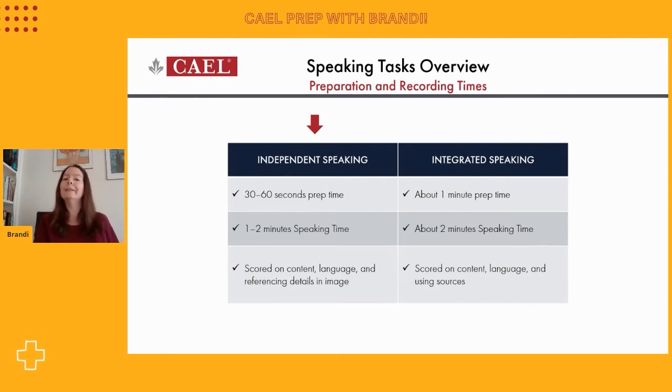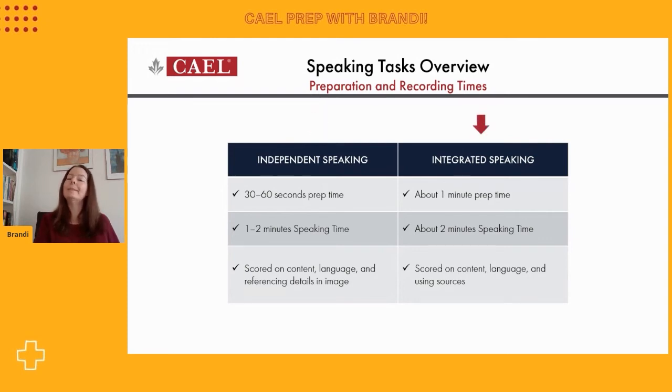So in part 1, the recording time will progress a little bit each time, gets a little bit longer. You're always scored on your content, of course. Your details need to be accurate and well organized. Your language is always assessed as well. Remember, we want nice academic language. How well you reference the details in that chart as well is going to be part of your score for that last question there in part 1.